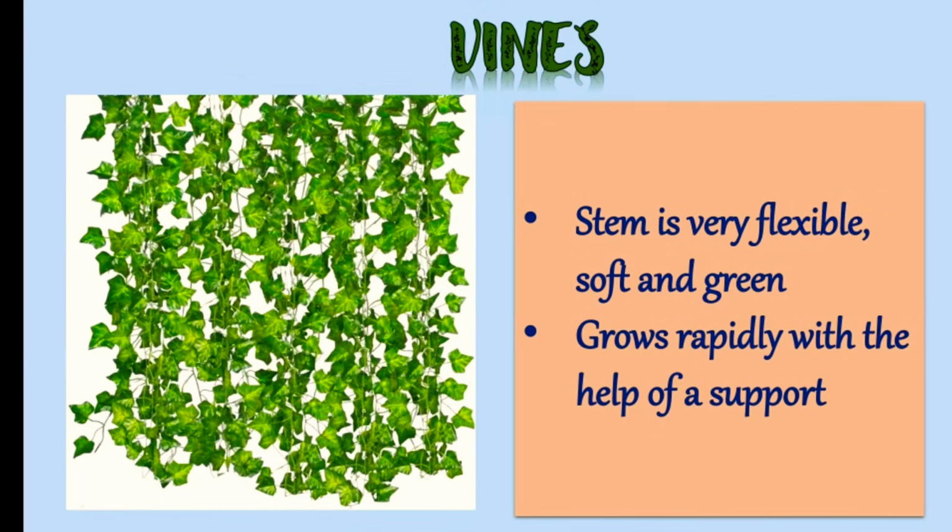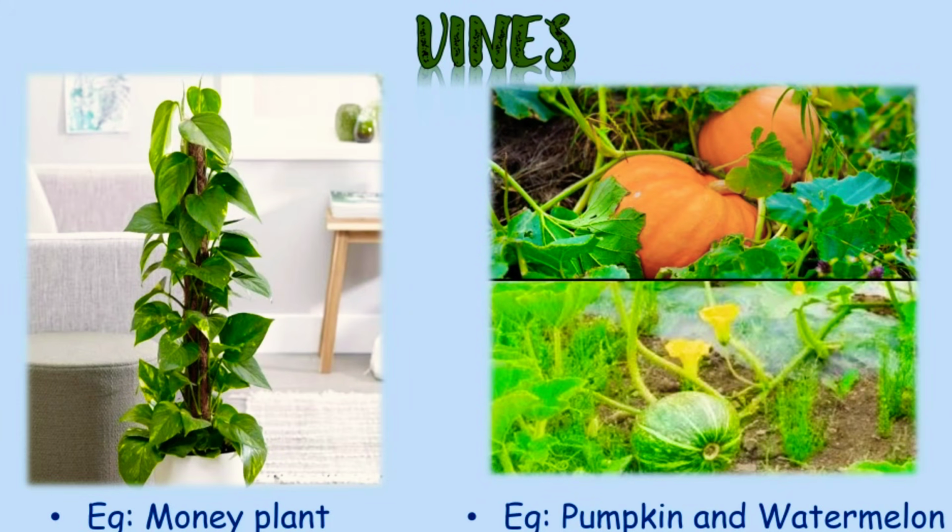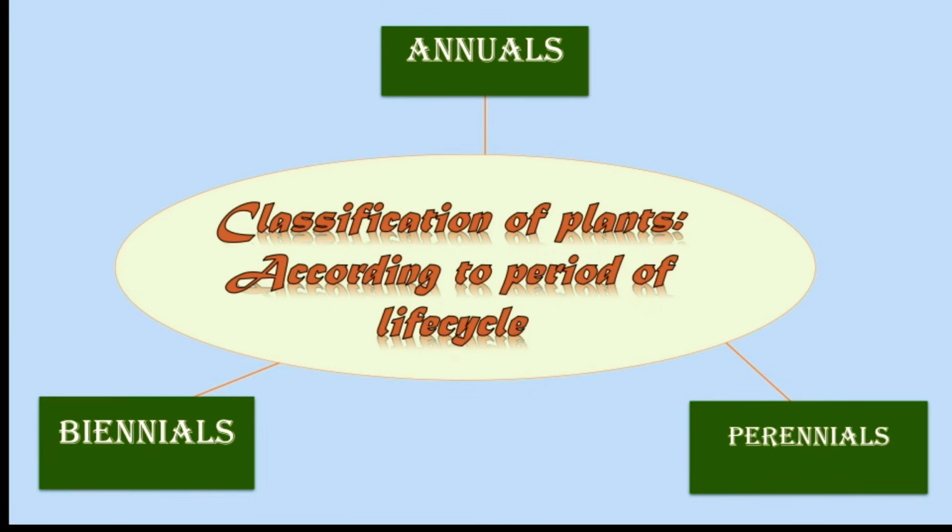Our next type is vines. So the stem of the vine is very flexible. It is soft and green in color. It always needs a vertical support for growing. It grows rapidly but with the help of a support. Example, money plant or the pumpkin and watermelon.